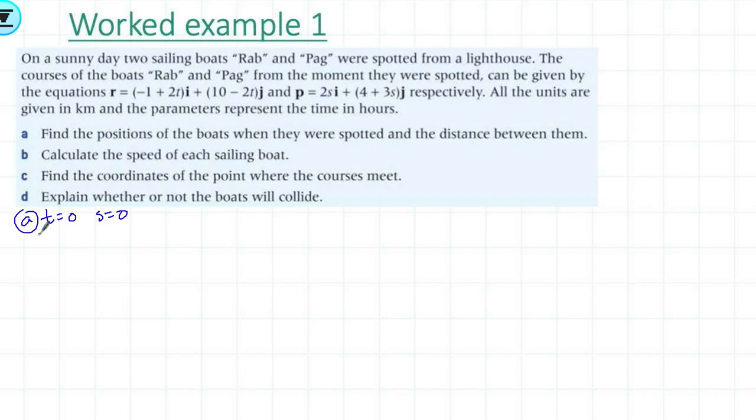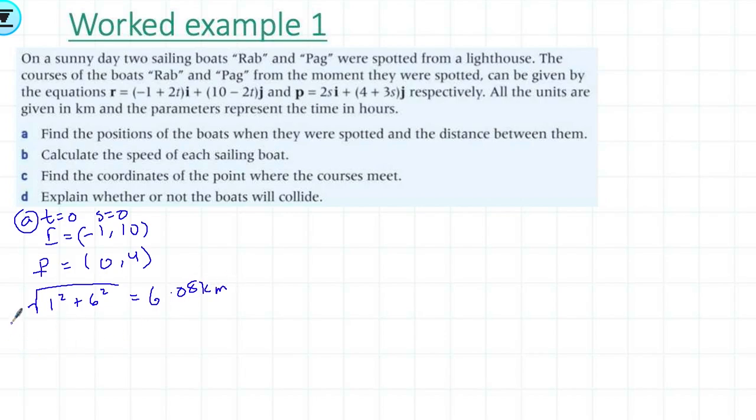So when t is 0, you literally directly substitute 0, and you will get that R will be in the position of -1, 10. You can write it as a coordinate, and P will be at 0, 4. And then it says find the distance between them. So that's just the Pythagoras distance, subtract. You'll end up doing the square root of 1 squared plus 6 squared, which is just 6.08 kilometers. So that's for part A.